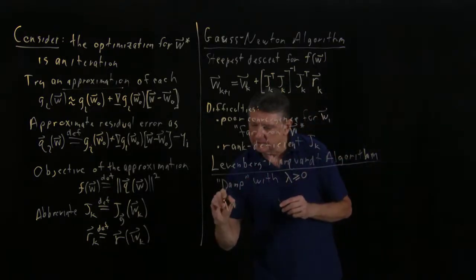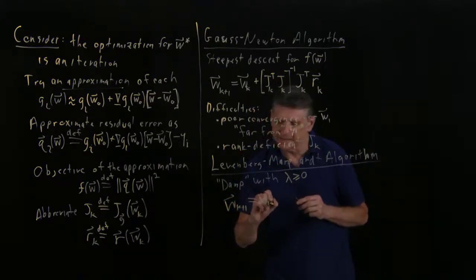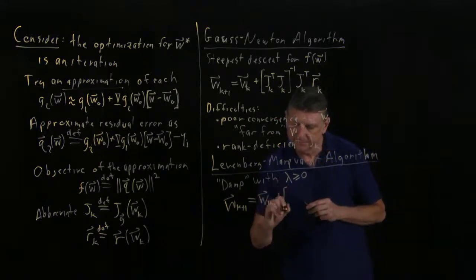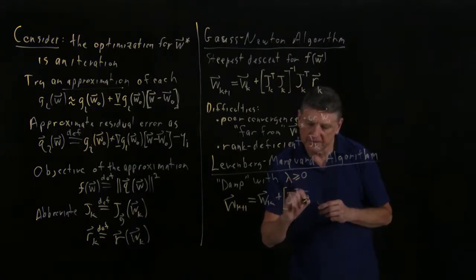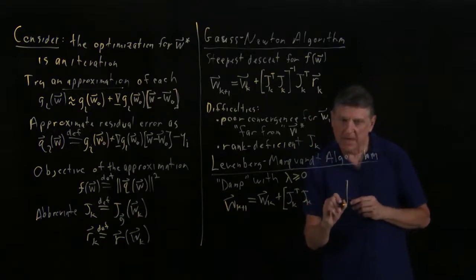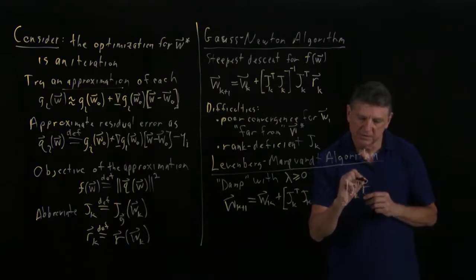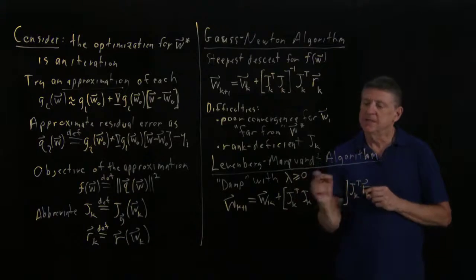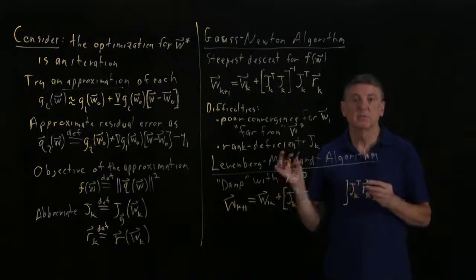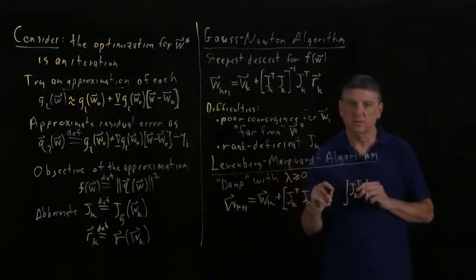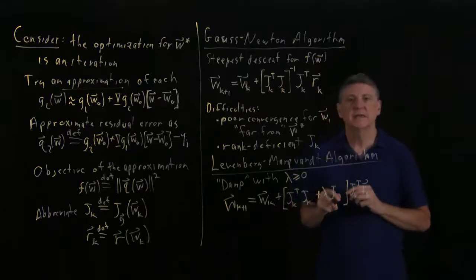This is the k plus 1 estimate of the minimizer is the kth estimate of the minimizer, plus we take the kth Jacobian, transpose it, multiply it by the kth Jacobian, and we have the transpose of the Jacobian times the residual computed at iteration k. That is to say, almost all of the Gauss-Newton algorithm is part of the Levenberg-Marquardt algorithm. And what they do is they add a value of lambda times the identity matrix.